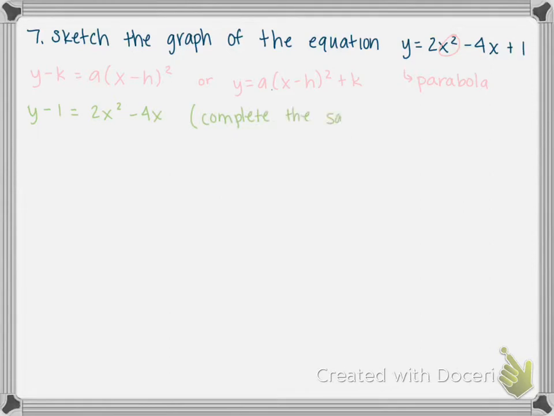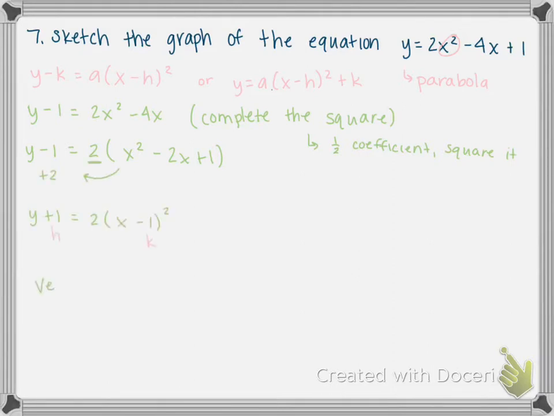Let's use the first one, and we will have y minus 1 equals 2x squared minus 4x. We're going to complete the square, taking half of the x coefficient and squaring it. And then you will have y minus 1 equals 2 times (x squared minus 2x plus 1). This means that we are going to add 2 to the y side because it's not just a 1 in there. We have it multiplied by 2 on the outside of the parentheses. So we get y plus 1 equals 2 times (x minus 1) squared. Then we have h and k. And we know the vertex is going to be (1, negative 1) from h and k. So go ahead and plot that, and then you will sketch in the rest of your parabola.